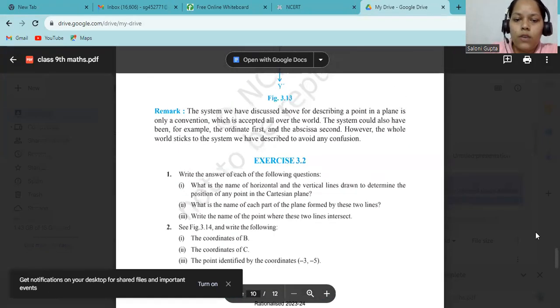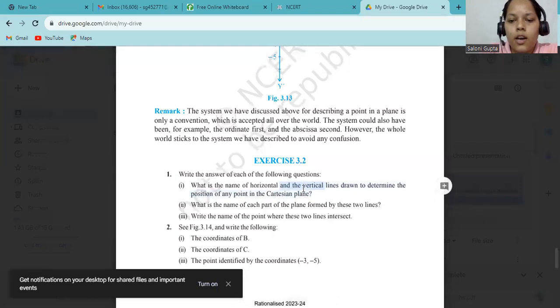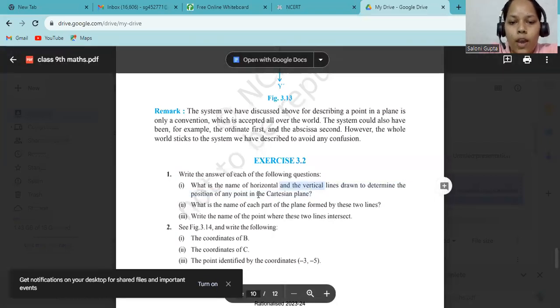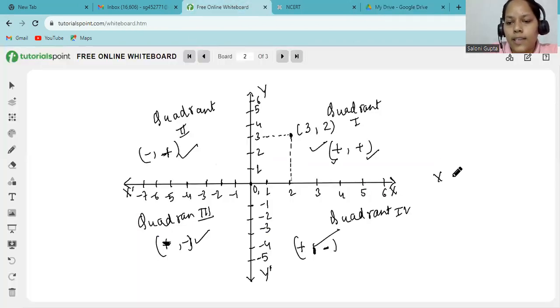What is the name of the horizontal and vertical lines drawn to determine the position of any point in the Cartesian plane? The horizontal line that I told you was the x-axis.